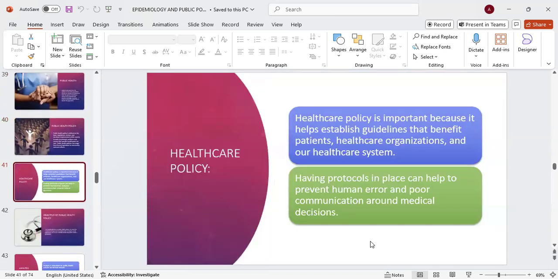Healthcare policy. Healthcare policy is important because it helps to establish guidelines that benefit patients, healthcare organizations, and our healthcare system. Having protocols in place can help to prevent human error and poor communication around medical decisions.